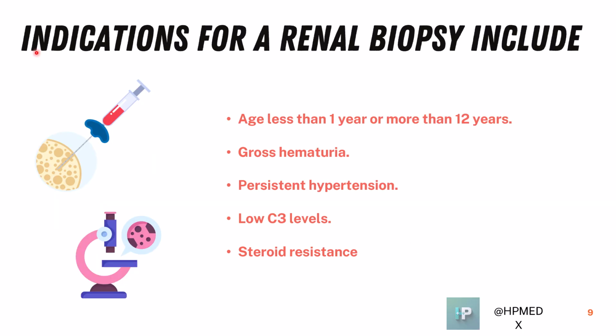And then the indications for renal biopsy, which include age less than 1 year or more than 12 years. Then if gross hematuria is present, persistent hypertension, low complement 3 levels, and steroid resistance.